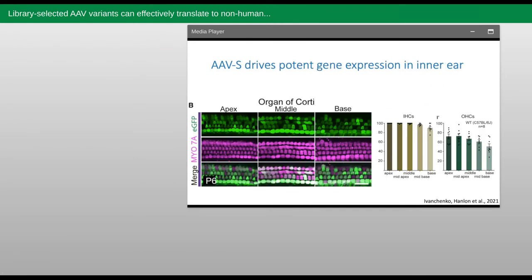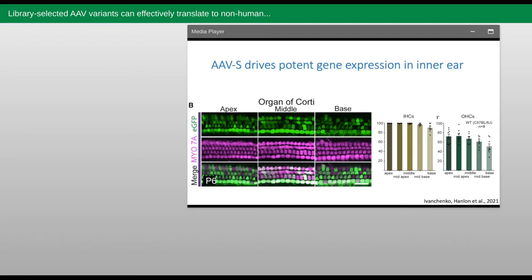And what we saw was really widespread expression in the inner ear, looking at hair cells here, which are counterstained with myosin 7A. We see almost total transduction of inner hair cells and still very high levels of transduction in outer hair cells. And you can see in the graph on the right, there's an apex to base gradient of transduction. This is very normal when you're dealing with hair cells in the cochlea. But still, we saw 70-80% of outer hair cells in the apex being transduced, as well as 50 or 60% in the base, which we were really happy with.